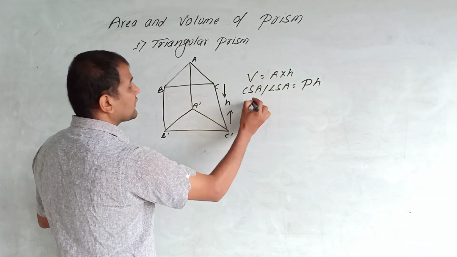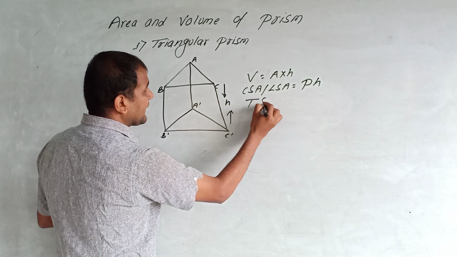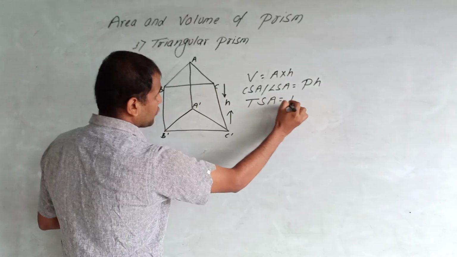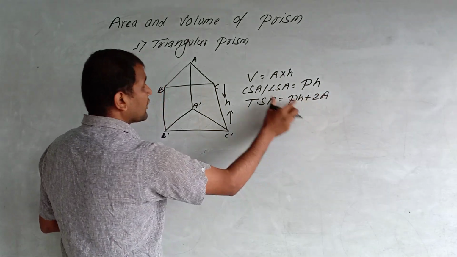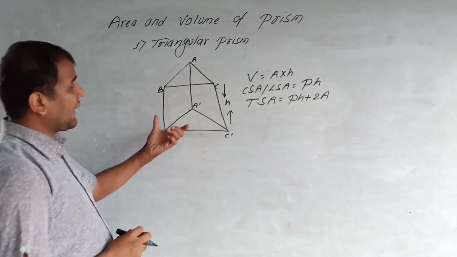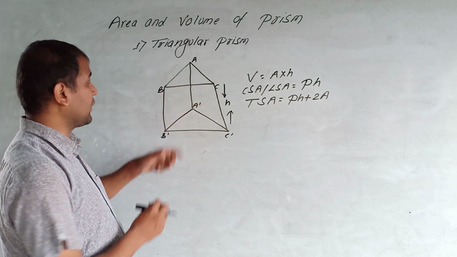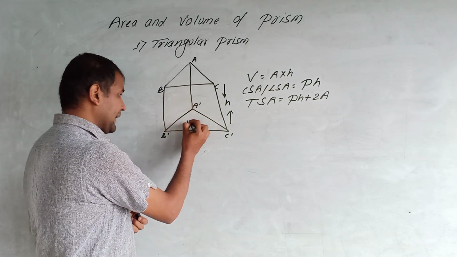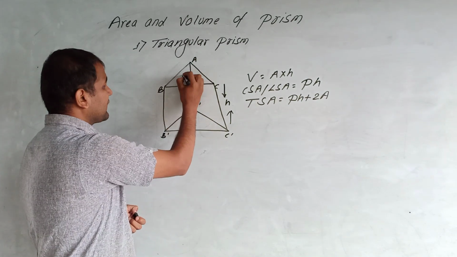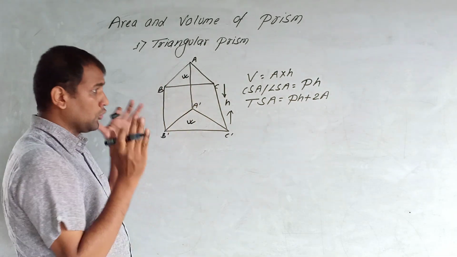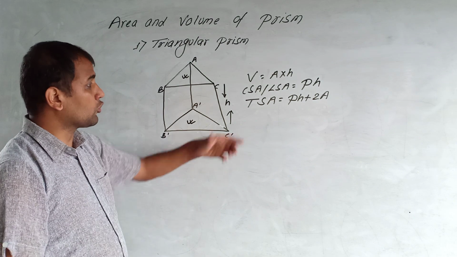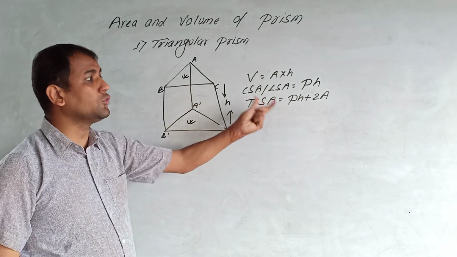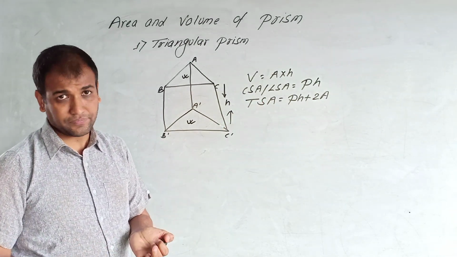To find the total surface area, TSA is equal to PS plus 2A. PS means curved surface area, and by adding 2 times the base area, one base is A dash, B dash, C dash, and the next base is A, B, C. So after finding the area of this triangle, we find the total surface area is equal to PS plus 2A.